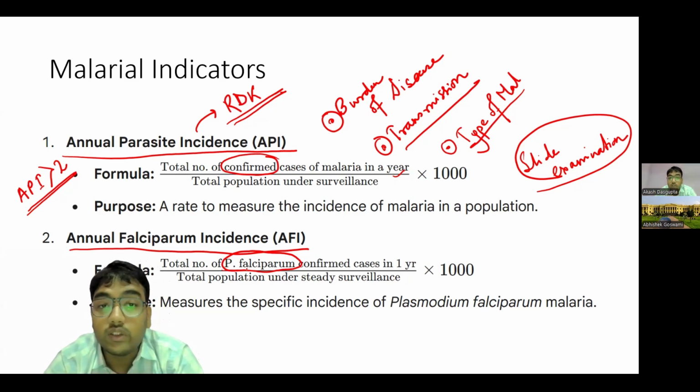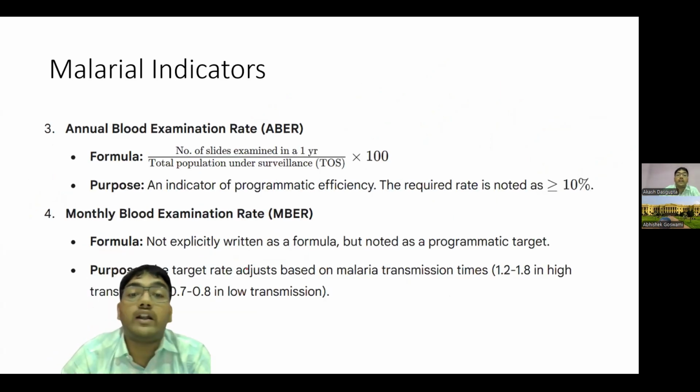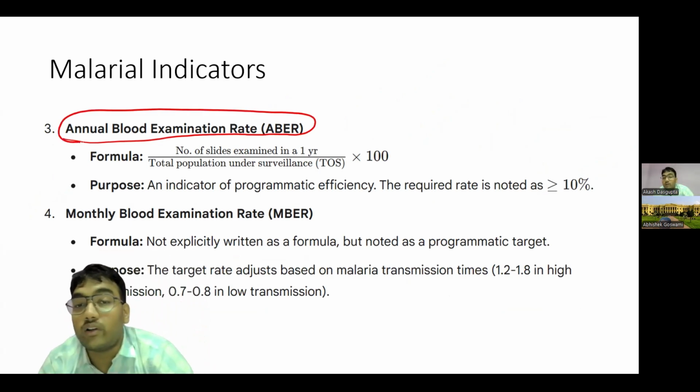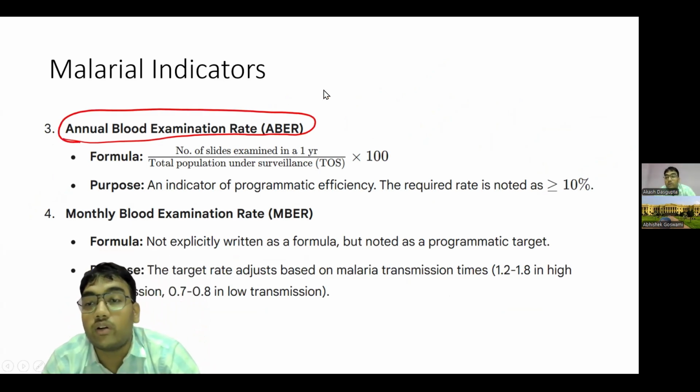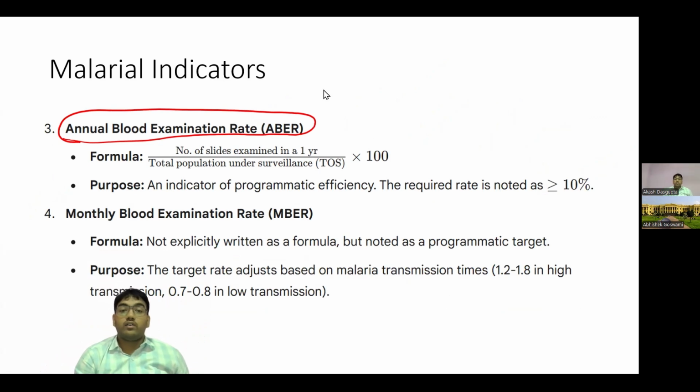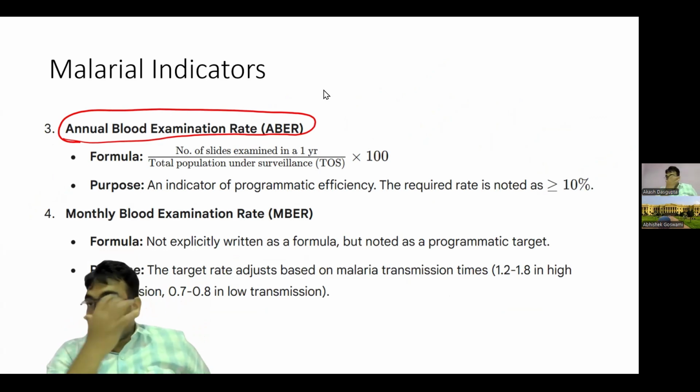Next, we look at annual blood examination rate. It is a very, very important indicator. What is its importance? Can anyone say why we need this indicator? It is the number of slides examined in a year divided by the total population under surveillance, for the operational efficiency of the program. So why is it giving us the operational efficiency?